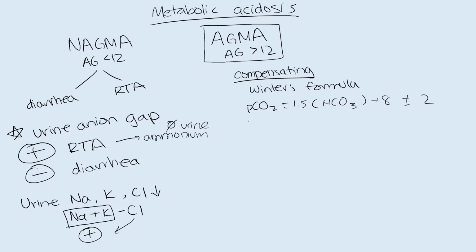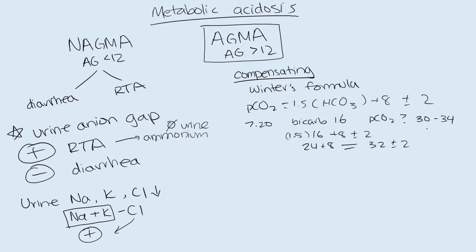So for example, if a patient comes in with a pH of 7.2 and a bicarb of say 16, then what would their expected PCO2 be if they were compensating adequately from a respiratory standpoint? So that would be 1.5 times 16 plus 8, plus or minus 2. So that would be 24 plus 8 equals 32 plus or minus 2. So we would expect their PCO2 to be anywhere between 30 and 34.